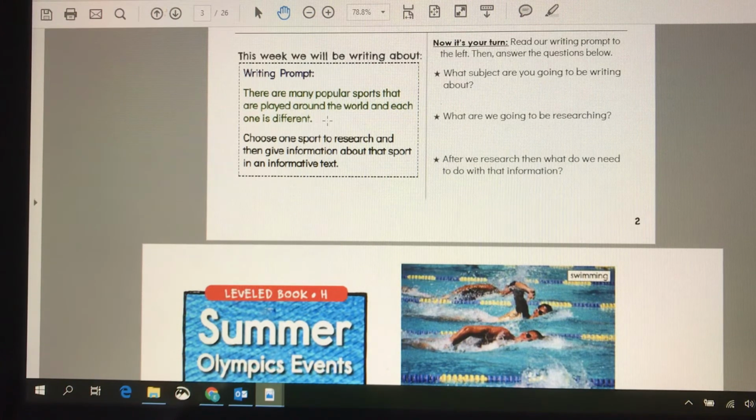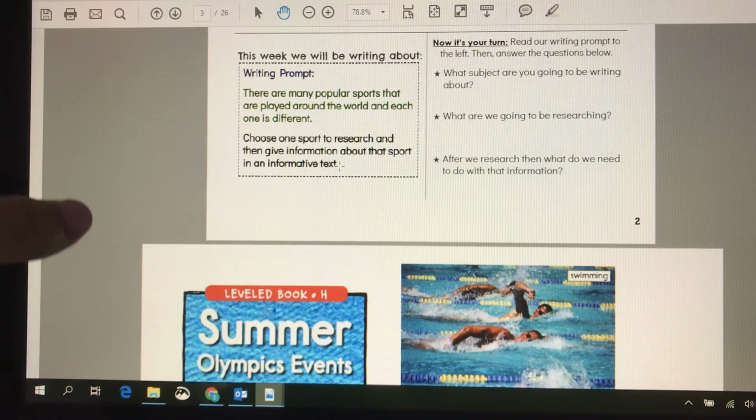After we do our research about a sport, what are we going to do with that information? We are going to write an informative text, a paragraph informing the reader about the sport that you chose.